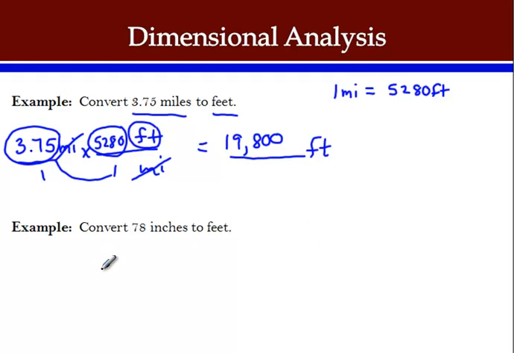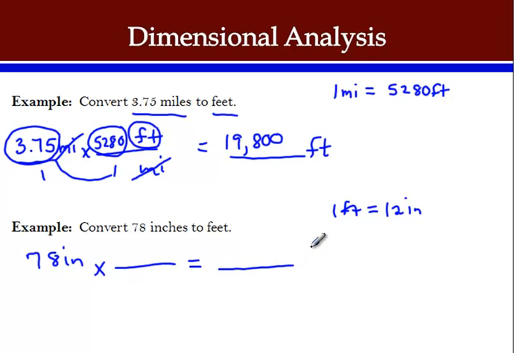We can do a similar process or dimensional analysis to do 78 inches to feet. So we think about our equivalent measurements. We know that 1 foot is equal to 12 inches. We're going to start with 78 inches. We're going to multiply that by a unit fraction, but we want our final answer to come out to be feet. That means we want to remove the measurement of inches, so we need a unit fraction with feet in the numerator and inches in the denominator. So that's 12 inches for every 1 foot.